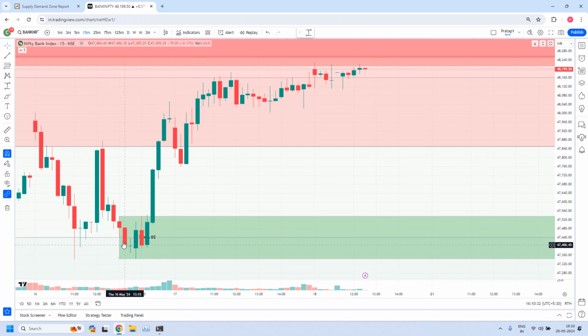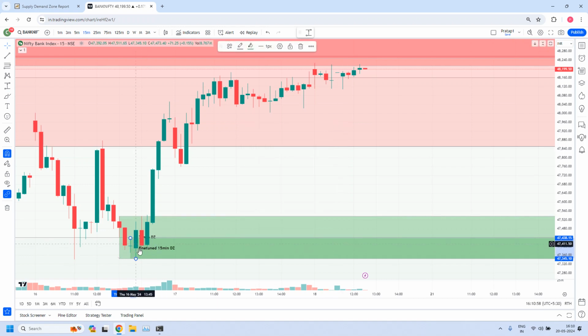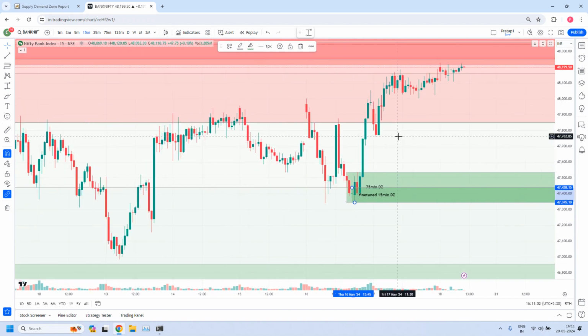See here you have a drop, base, rally candle. Inside you should find a 5-minute zone, but that should be a fresh zone, the 5-minute zone. This is the fine-tuned 15-minute zone. In case this fine-tuned 15 minutes demand zone does not have a fresh zone, this zone will be violated easily.